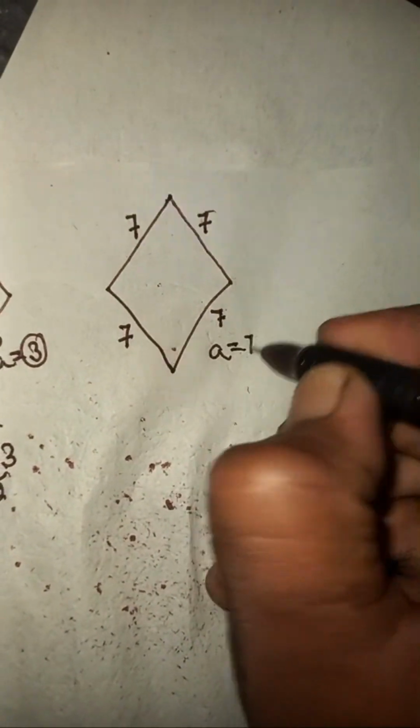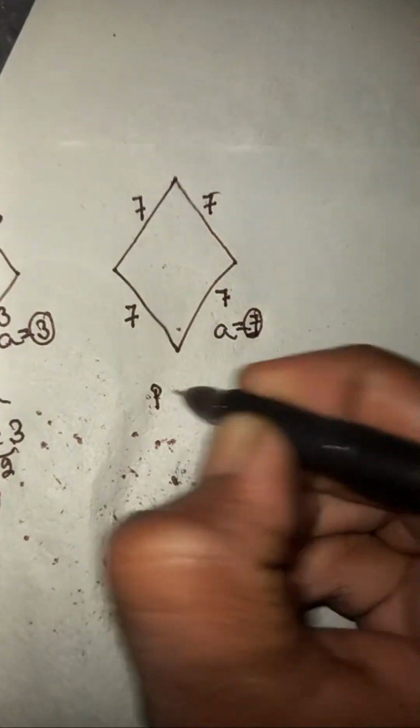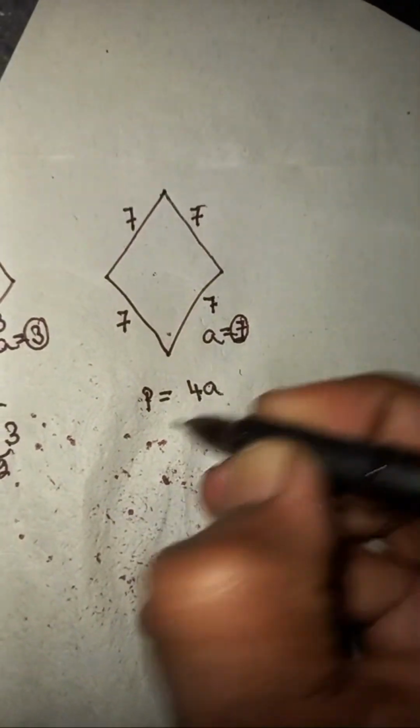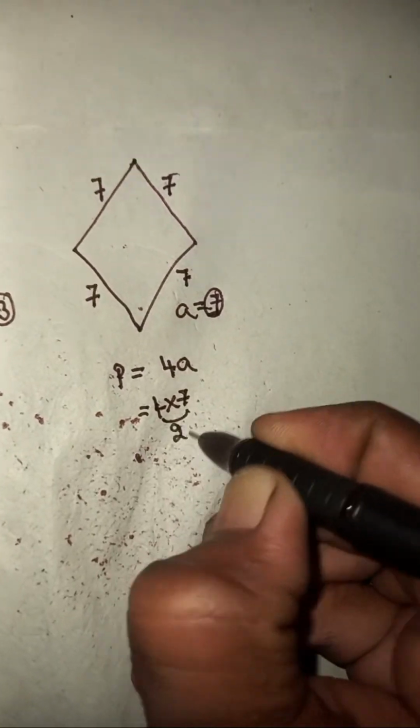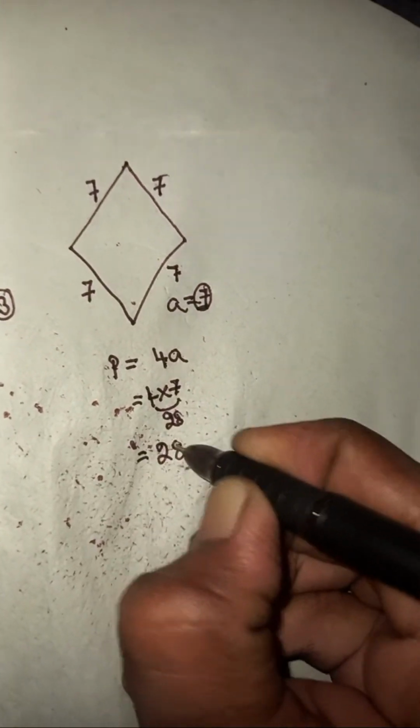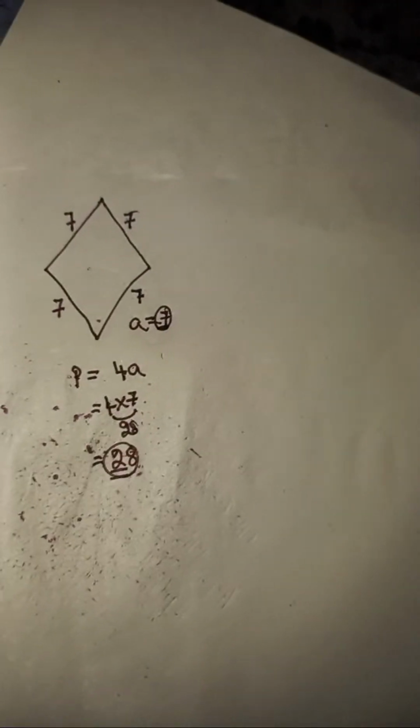So you're going to get a as 7, and the perimeter of a rhombus is 4a. That means 4 times 7. 4 times 7 is 28. So the perimeter is going to be equal to 28 units.